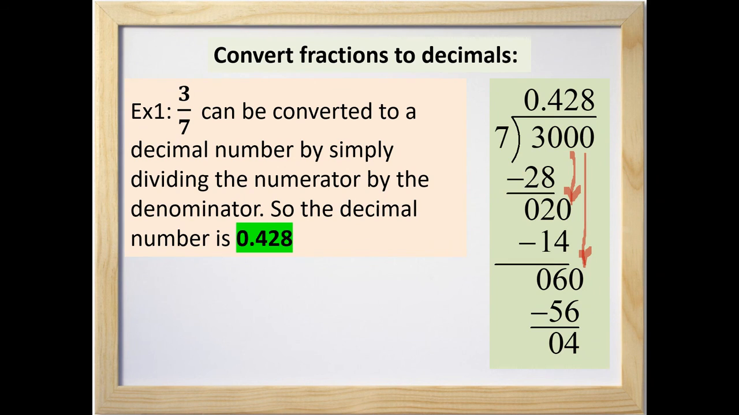Children, we can go on adding more zeros, but it is sufficient if we find the quotient to 3 decimal places. Understood, children? So either 2 or 3 decimal places. So 3 by 7 is equal to 0.428. That means the fraction is now converted into a decimal number, that is 0.428. Is it clear, children?